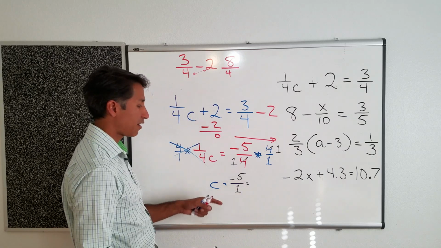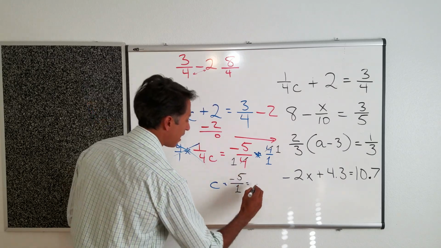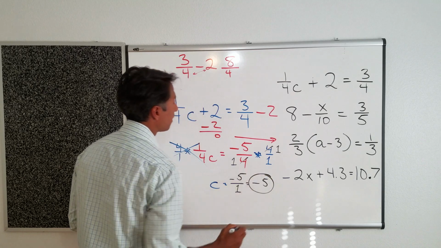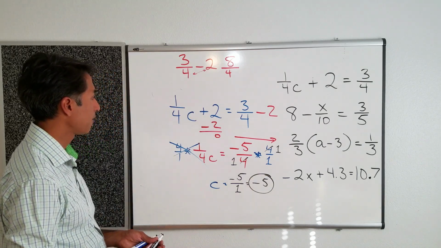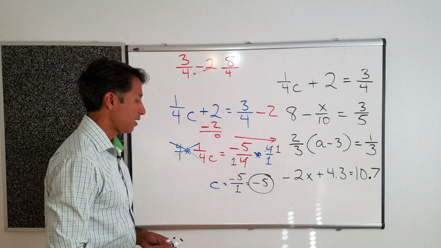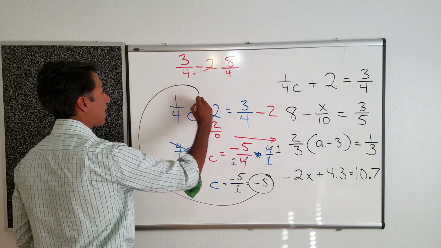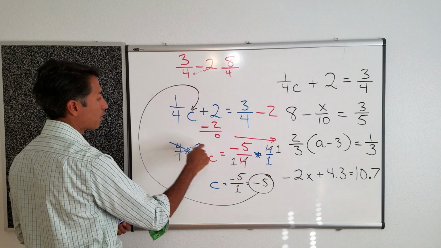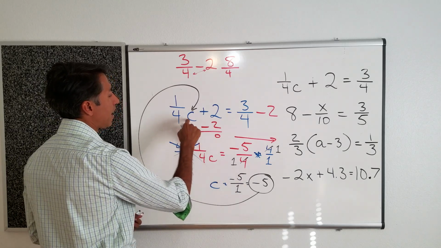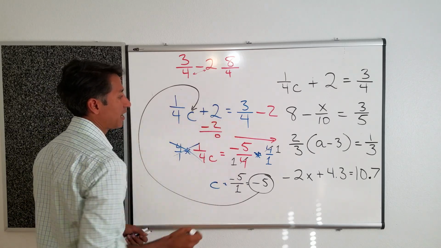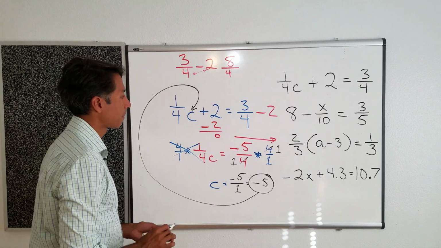Can I adjust that or simplify it? Yeah, I could just say negative 5, okay? And so from there, I have my answer. Yes, I could plug it in right here and do 1/4 times negative 5, add 2 to it, and I should end up with 3/4.